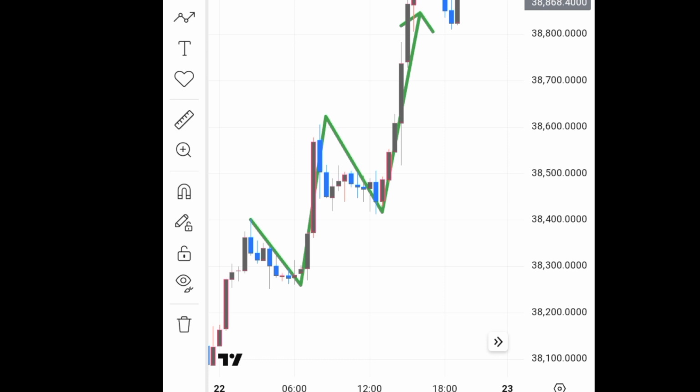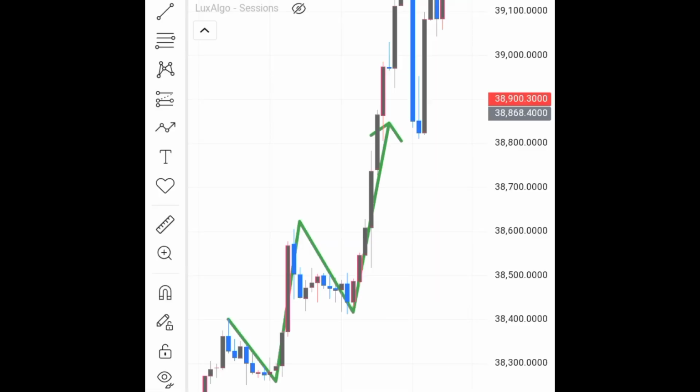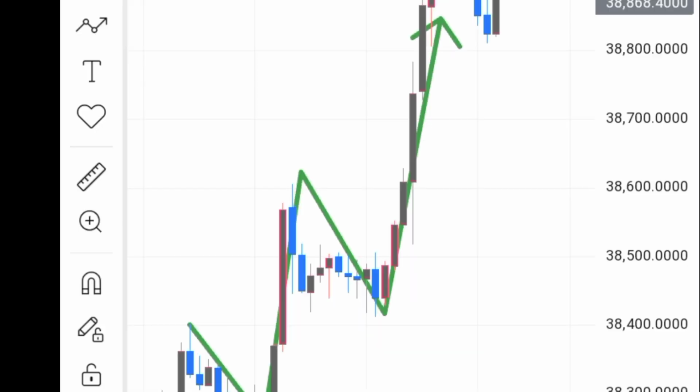We are trading in between London session to New York session. So that is what we are trading. Now we've seen that this market has broken structure to the upside. It is for us to pull out our sessions indicator. The one I like using is the one by Lux Algo.